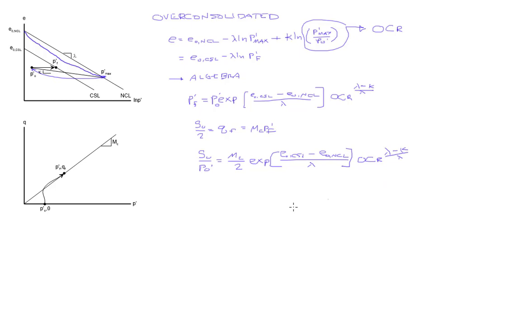And what we notice almost immediately is that the first term, the Mc over 2 times the exponential function on the right side, is equal to our normally consolidated undrained strength ratio that we derived previously. So we have that the over-consolidated strength ratio is equal to the normally consolidated strength ratio times the OCR raised to some exponent, which in this case is (lambda minus kappa) over lambda.